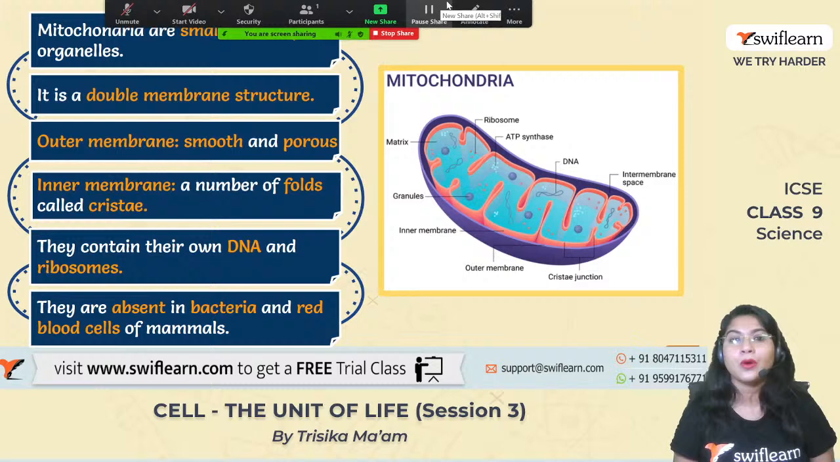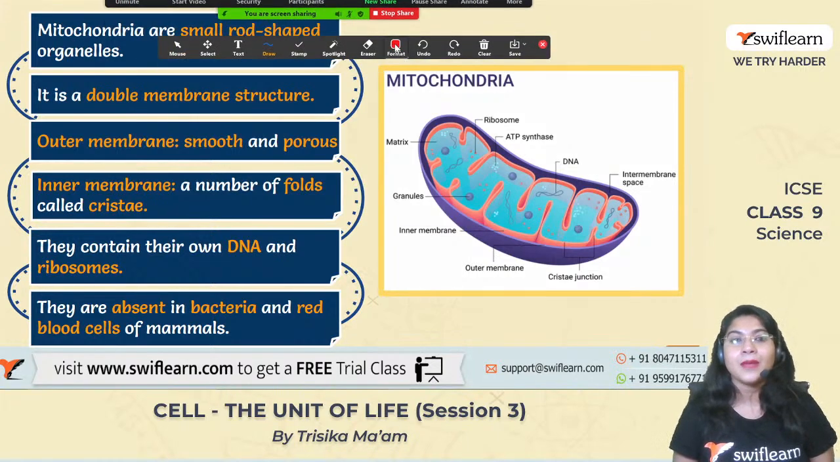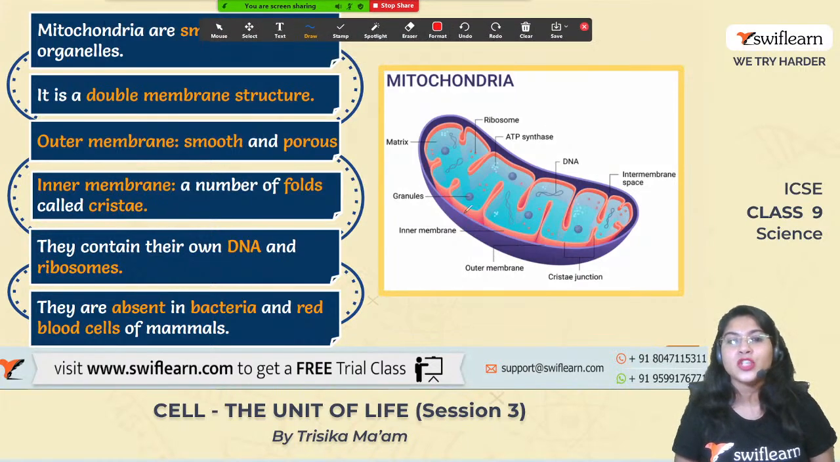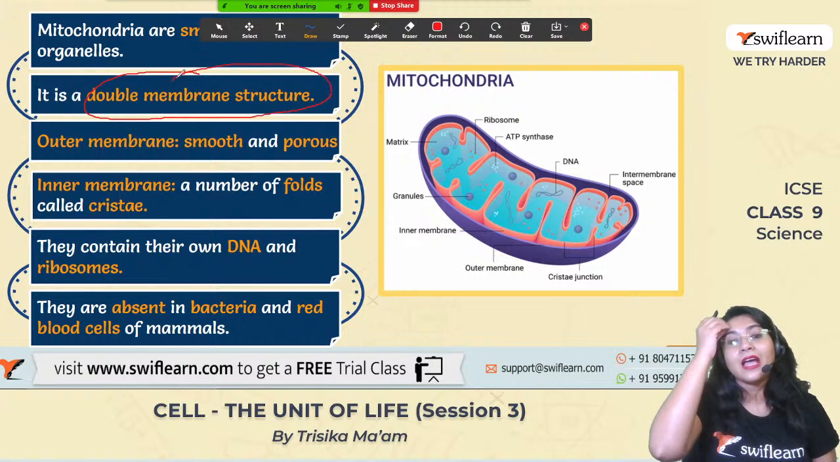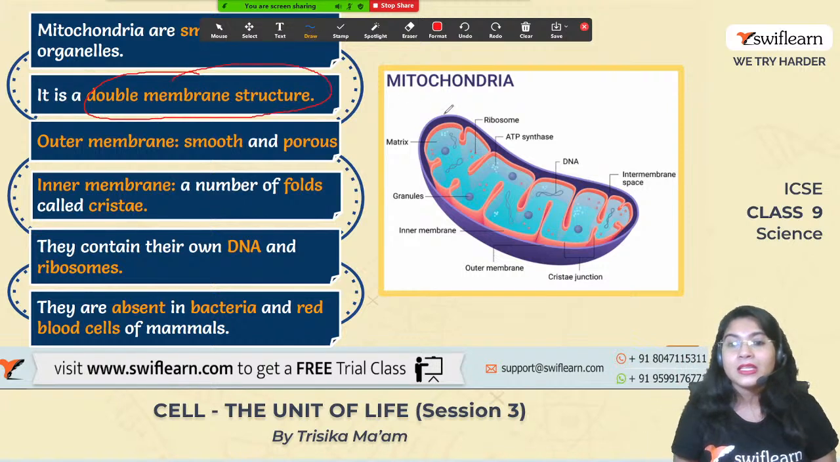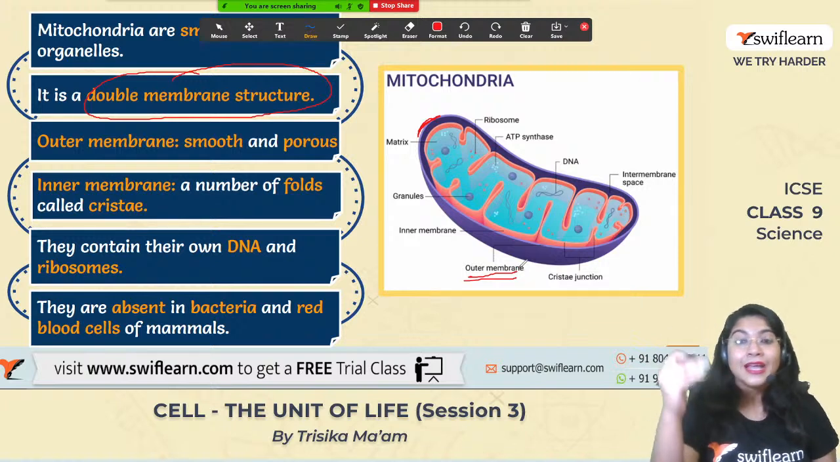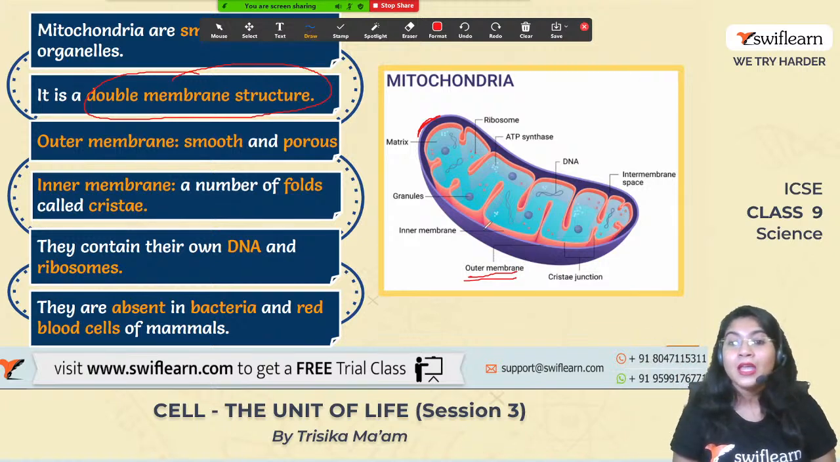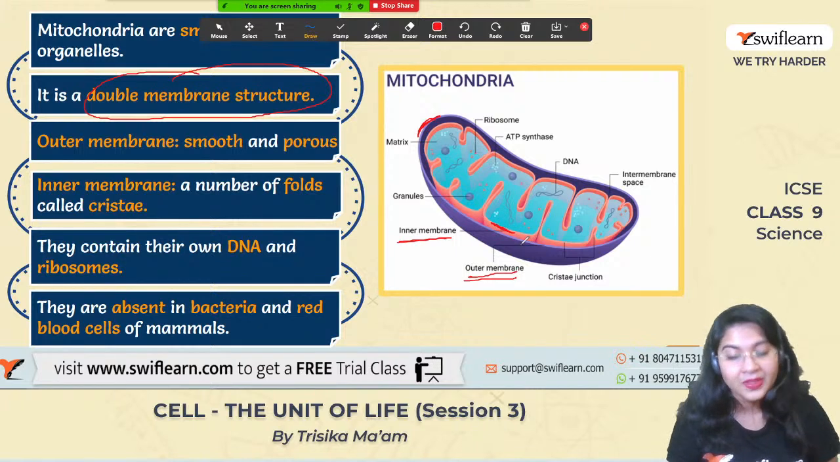So, as you already see over here, the mitochondria is a bean shaped structure, right? It is a very small organelle having a double membrane structure. This is very important. They have these two membranes. This is the outer membrane. This one is the outer membrane. You can see over here, which is colored purple in this picture, and this one is the inner membrane. We can see the inner membrane as pink colored, right?